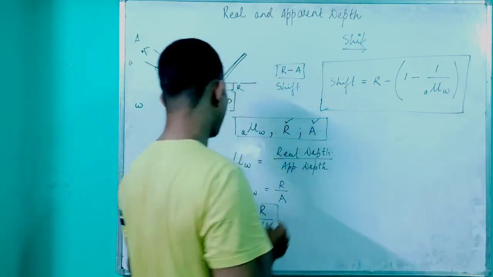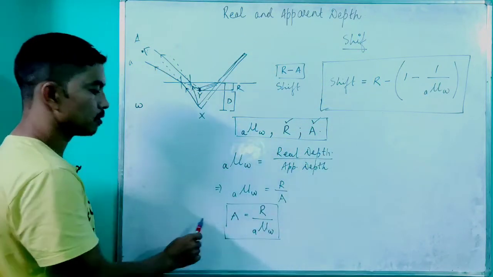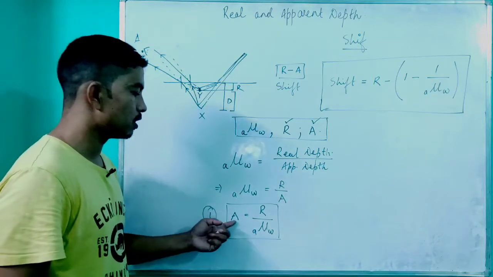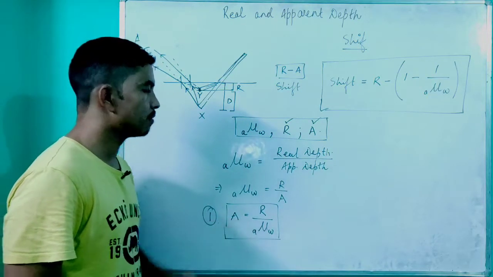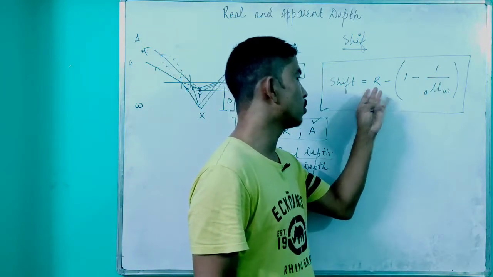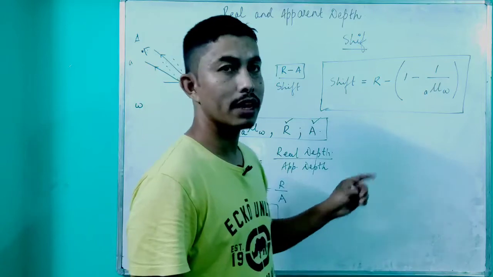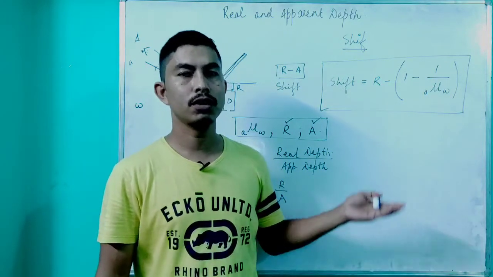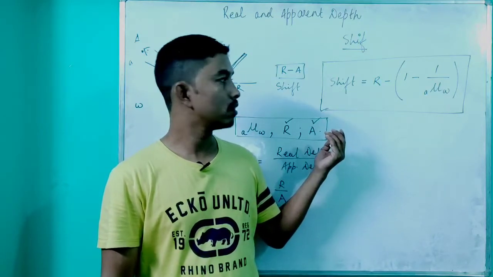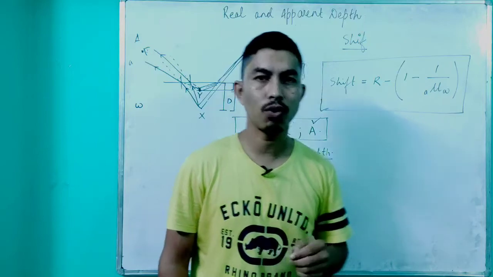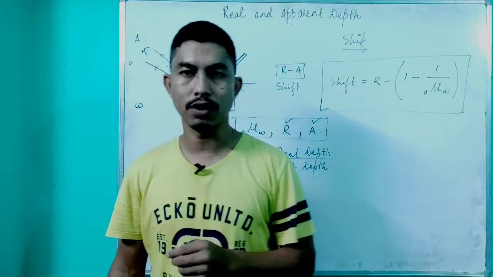So there are two formulas which you have to remember to solve some of the numericals. Number 1 gives the relationship between the apparent depth, the real depth and the refractive index of the medium. And the second formula is the shift, which equals real depth times (1 minus 1 divided by the refractive index of the medium with respect to the other medium). Here in this case it is the refractive index of water with respect to the air.